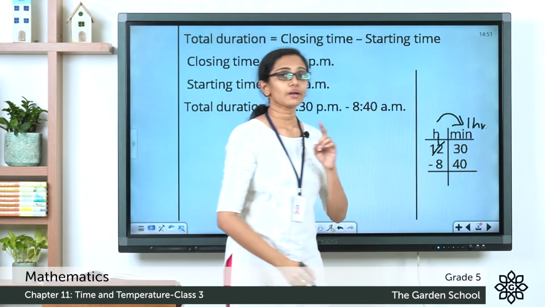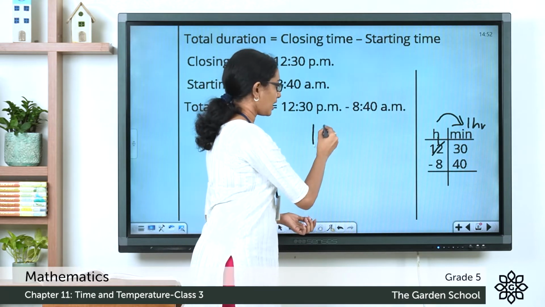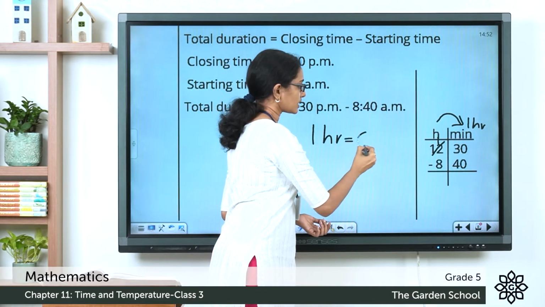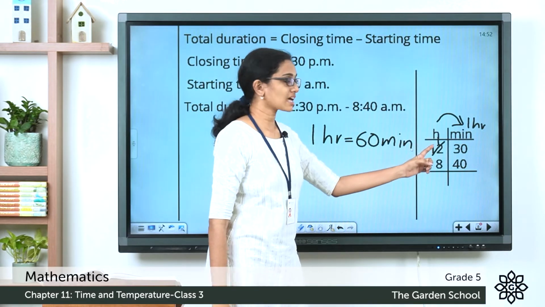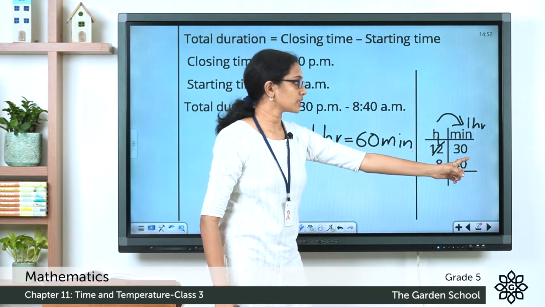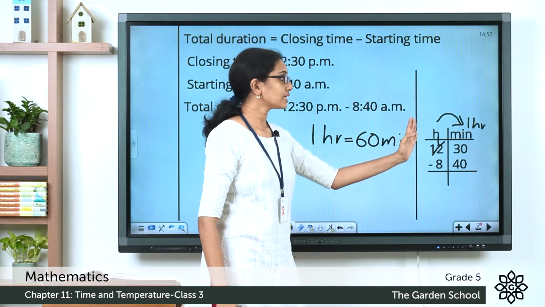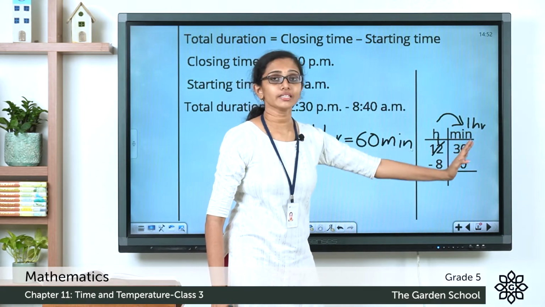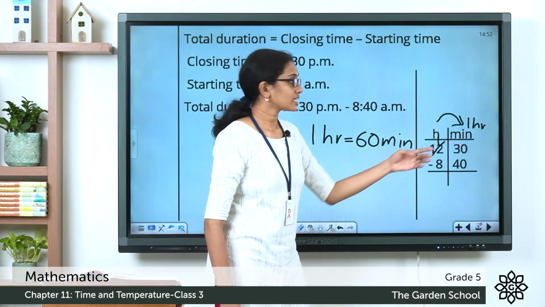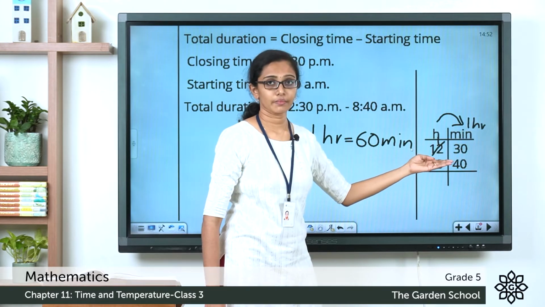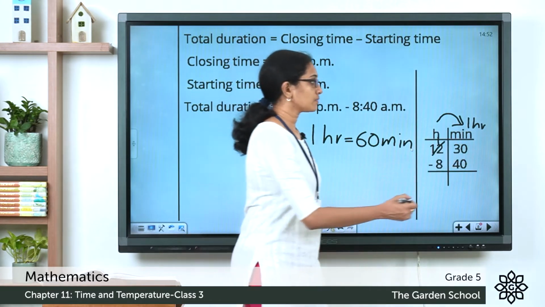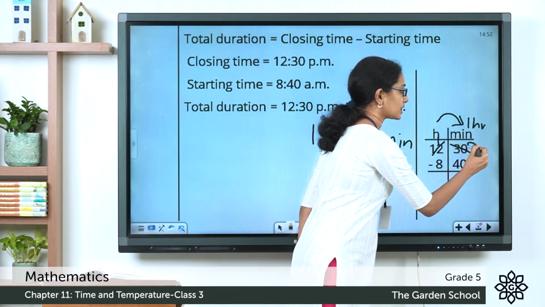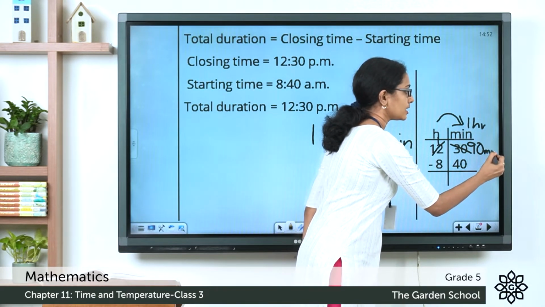minutes column. And what is 1 hour? 1 hour is equal to 60 minutes. So when we borrow 1 from this hours column and give it to the minutes column, we are actually giving 1 hour or 60 minutes to the minutes column. And in the minutes column, we already have 30 minutes. So when you get 60 more minutes, what would it become? It will become 60 plus this 30 equal to 90 minutes.